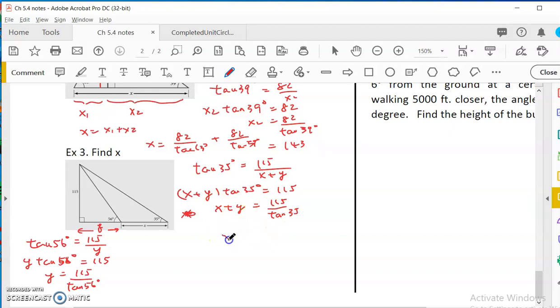Okay, and then what is x? X is 115 over tangent 35 degrees. I should write degrees because it's confusing. Minus y, but y is 115 over tangent 56. So there I have the whole expression for calculating x.